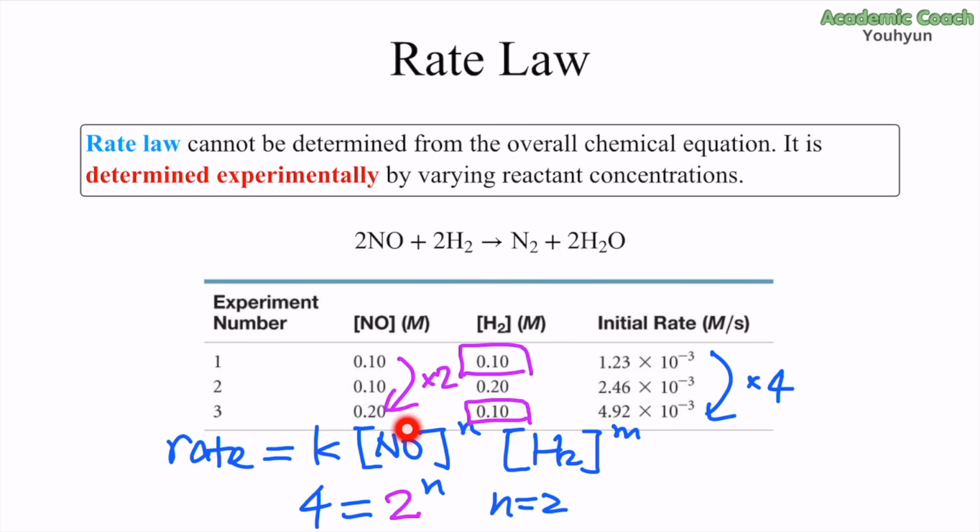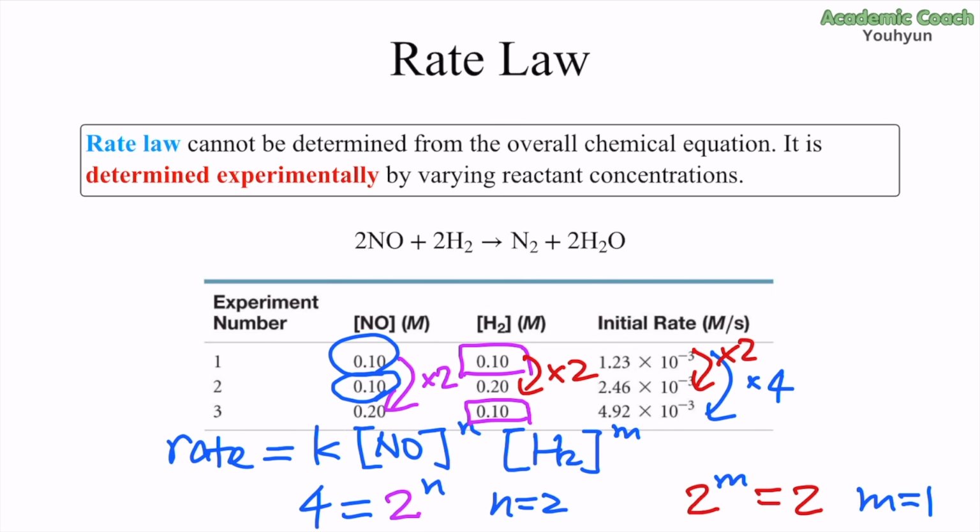So out of these three trials, I'm going to pick trial 1 and trial 2. Because for trial 1 and trial 2, concentration of NO remains the same, and concentration of H2 doubles, and the initial rate also doubles. So again, I'm going to replace H2 with 2 right here. So 2 to the power of M is equal to 2. This 2 represents how much the initial rate increases. Then I get that M is equal to 1.